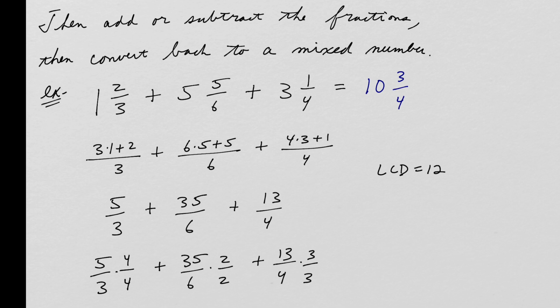Okay, so, and you might find this to be an easier method. It's totally up to you. You can either work with them as mixed numbers when you add or subtract, or you could convert them to improper fractions first, work with them as fractions, and then convert them back to a mixed number at the end.